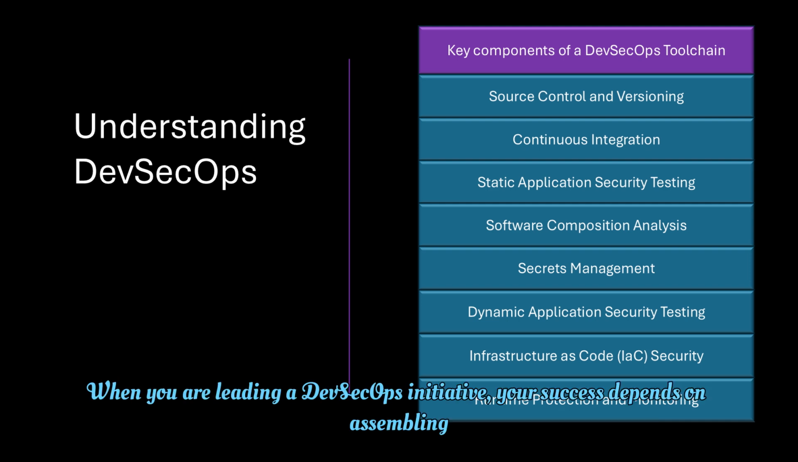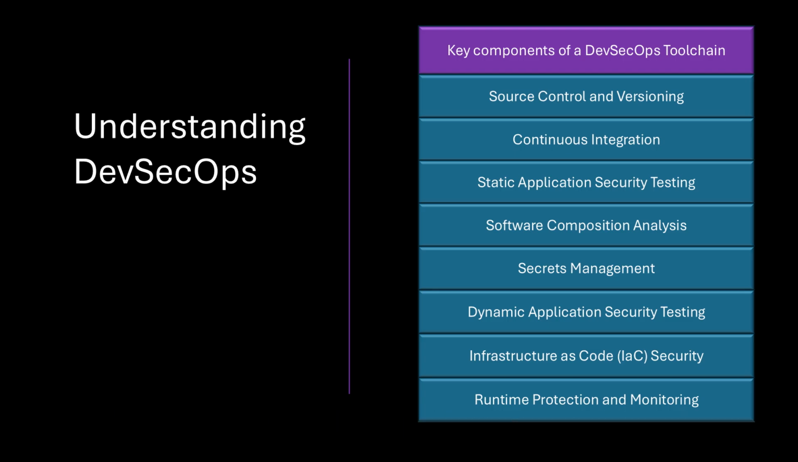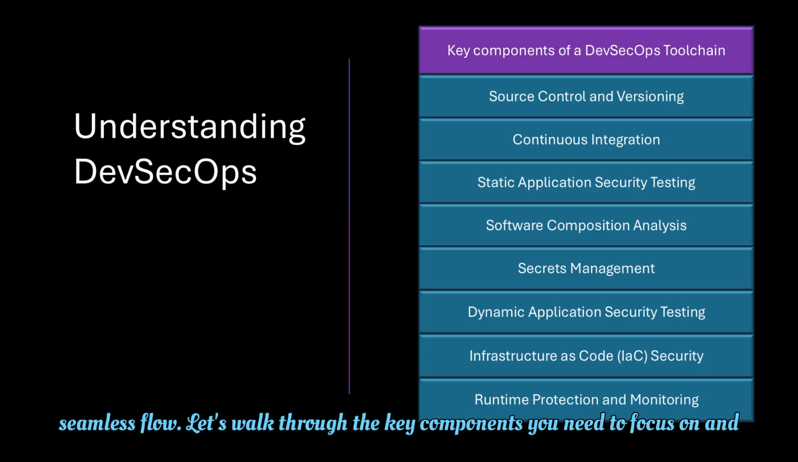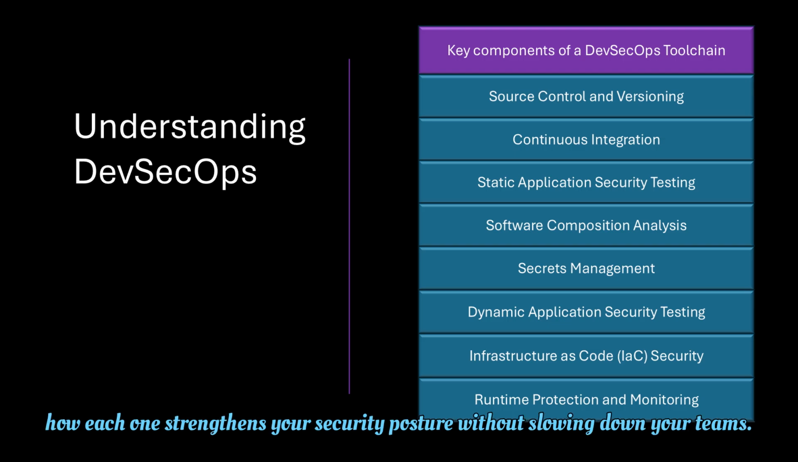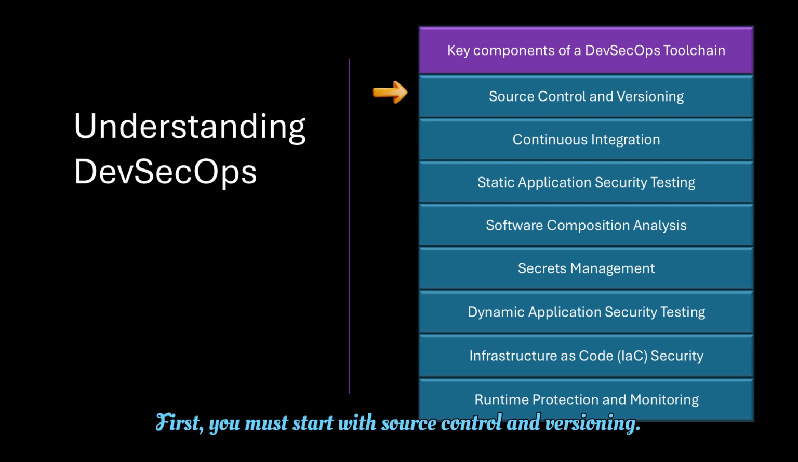When you are leading a DevSecOps initiative, your success depends on assembling a toolchain that automates, secures, and monitors every stage of the development and deployment lifecycle. But it's not enough to just adopt tools. You must integrate them into a cohesive, seamless flow. Let's walk through the key components you need to focus on and how each one strengthens your security posture without slowing down your teams. First, you must start with source control and versioning.